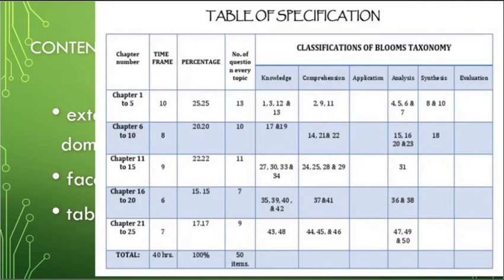The first column details the chapter numbers. So chapter 1 to 5, chapter 6 to 10, chapter 11 to 15, chapter 16 to 20, chapter 21 to 25. So in total, according to this report, all of these chapters, from 1 to 25, were tackled and discussed, executed by the teacher in 40 hours. And you have that hour distribution under the time frame.